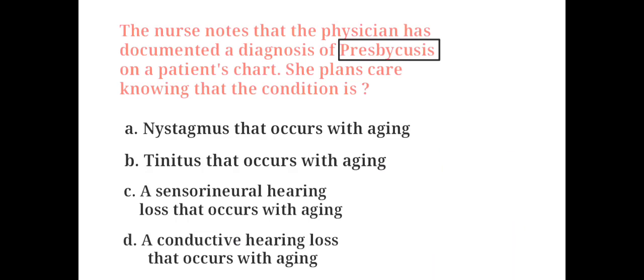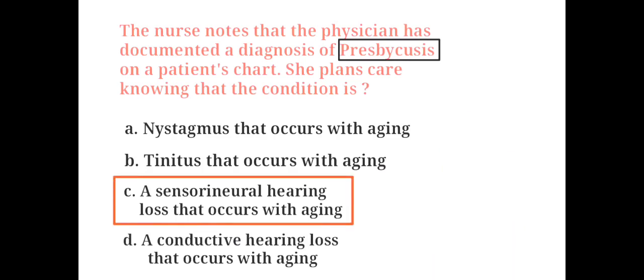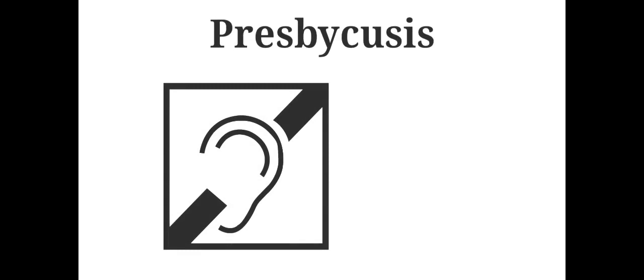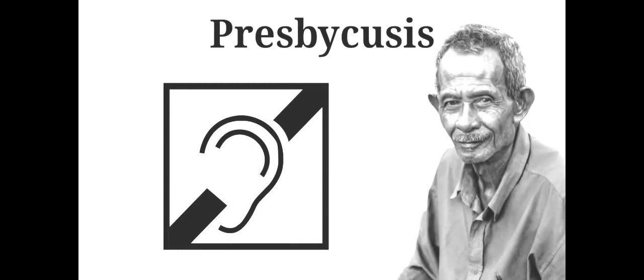And the correct answer is C. A sensorineural hearing loss that occurs with aging. Presbycusis is the loss of hearing that gradually occurs in most individuals as they grow older. Hearing loss is a common disorder associated with aging.